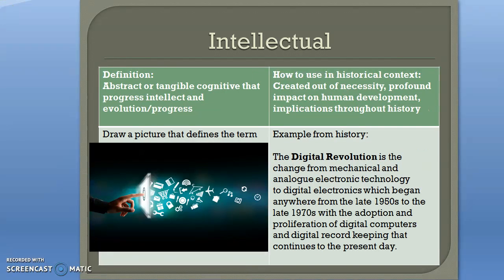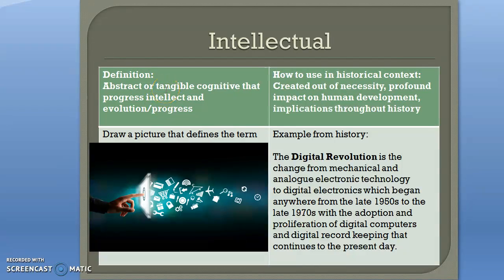The next part of SPICEE is intellectual. And the definition of that is abstract or tangible. When we say abstract, that's an idea someone came up with. For example, E equals mc squared from Einstein, the theory of relativity. For your math class, that would be the Pythagorean theorem.